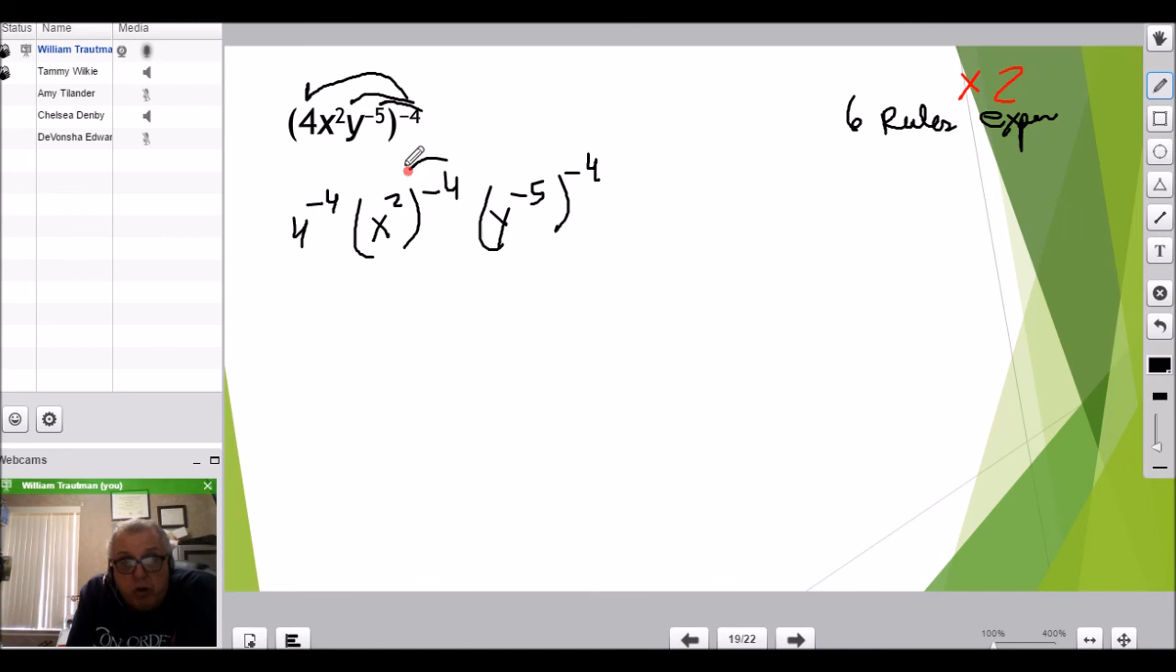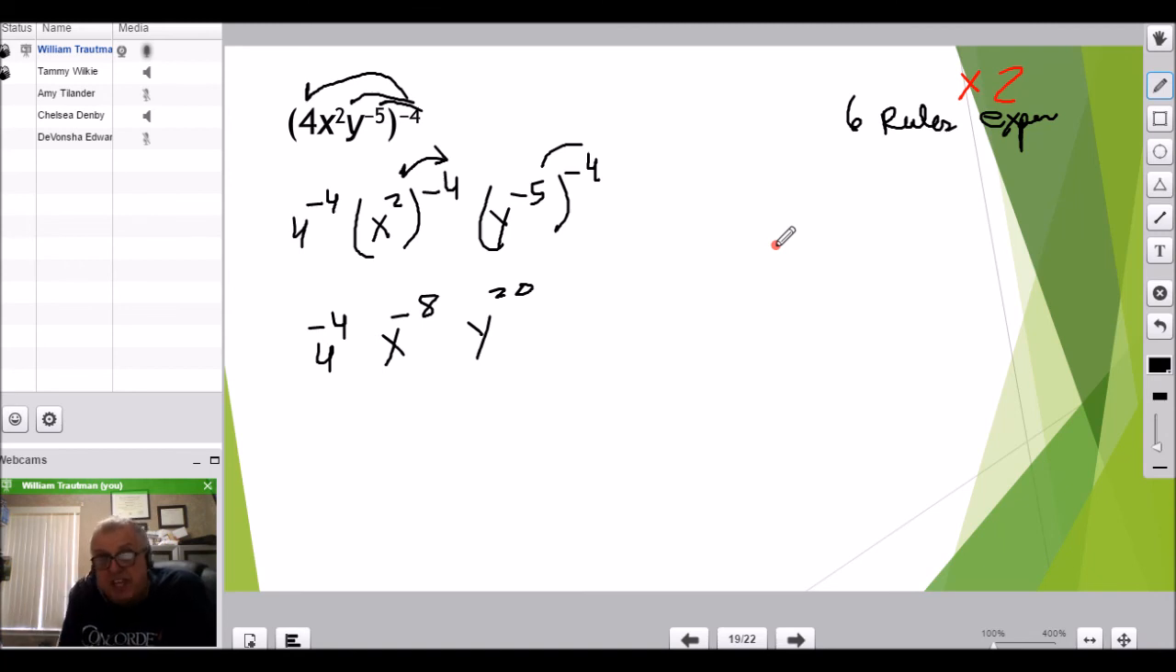Power raised to a power, one of the rules that I show you in that video is you just multiply those, and I end up with x to the negative 8. This is 4 to the negative 4. And multiply these 2 together. Negative 5 times negative 4 is y to the positive 20. Negative times a negative is a positive. So this is what I get.